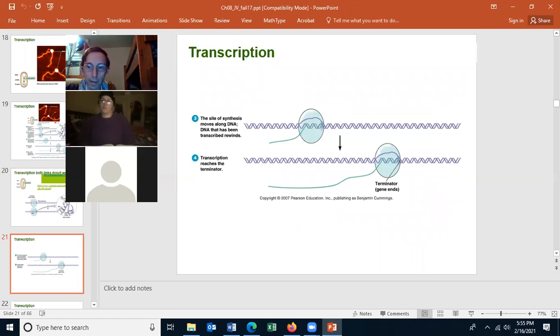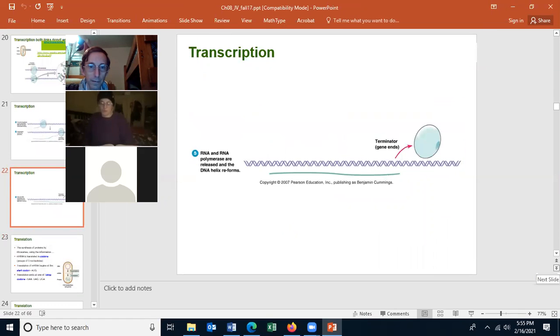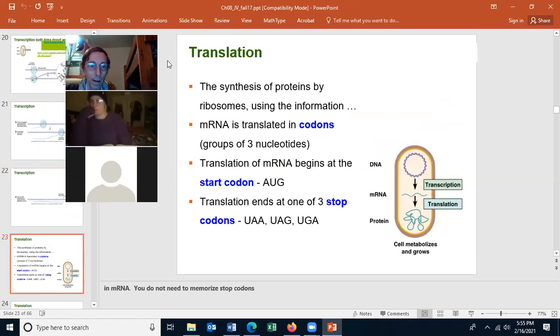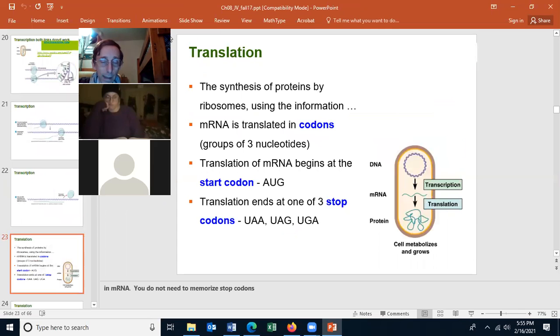I think we've already talked about that, so I'm not going to talk about it further. So, if messenger RNA is made, the messenger RNA in a eukaryote cell will leave the nucleus and go into the cytoplasm. In a prokaryotic cell, the messenger RNA is already in the cytoplasm, and in the cytoplasm, the messenger RNA can be translated into protein.